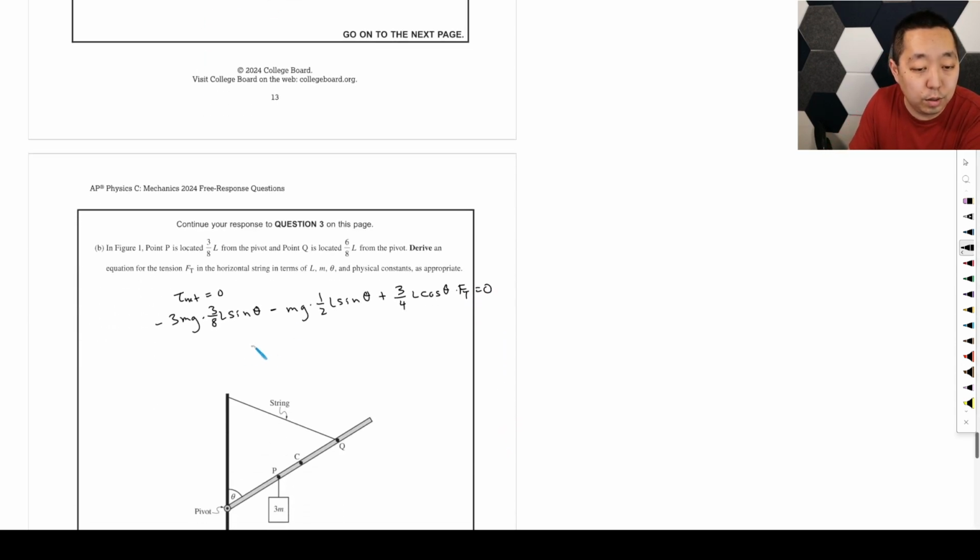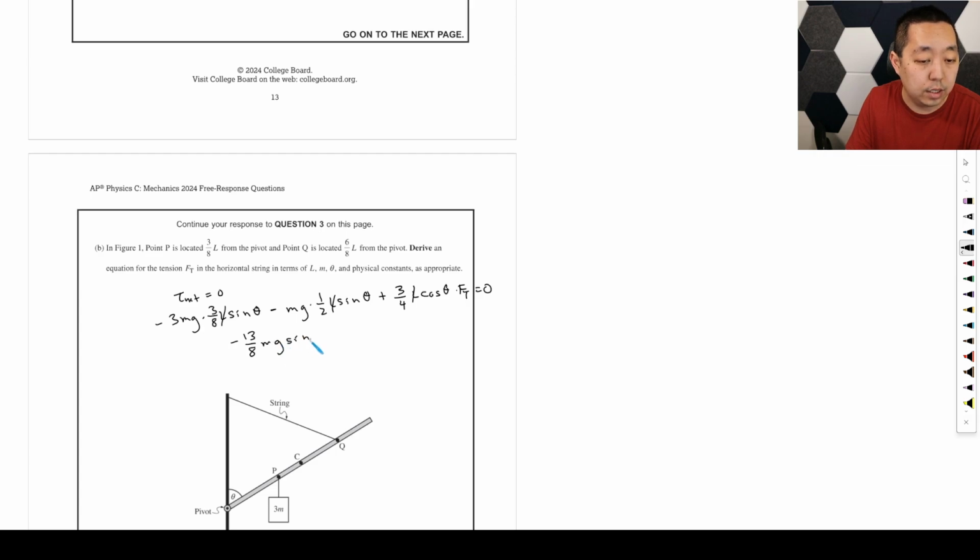So now we can solve for, okay, so the L's will cancel. And then you're going to move this over. So this is 9/8. Oh, let me just use a calculator. 9 divided by 8 plus 1 divided by 2. That's going to be 13/8. So this is minus 13/8.